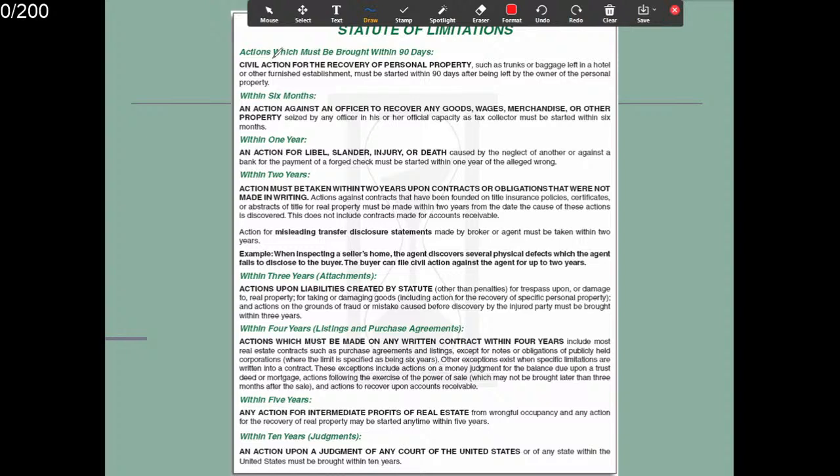Again, this is the statute of limitation. Typically, it's 3 years for a typical contract. You have the 6 months, you have the 1 year, 2 years. 4 years is for listing and purchase agreements, 5 years, 10 years for judgments. So read all of these that are required.